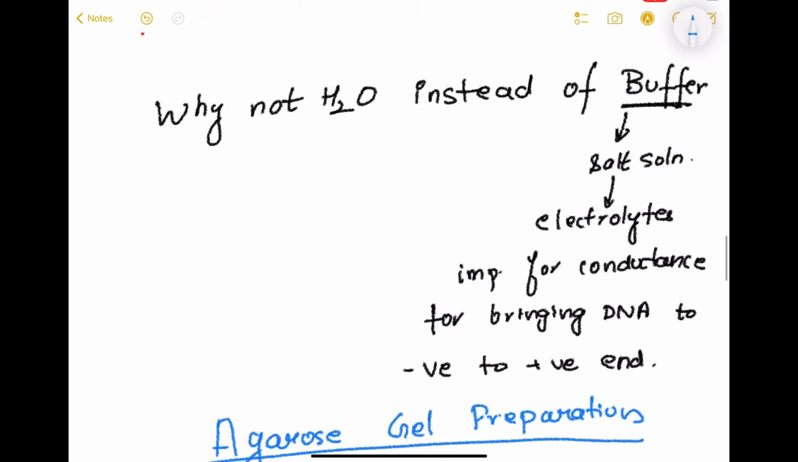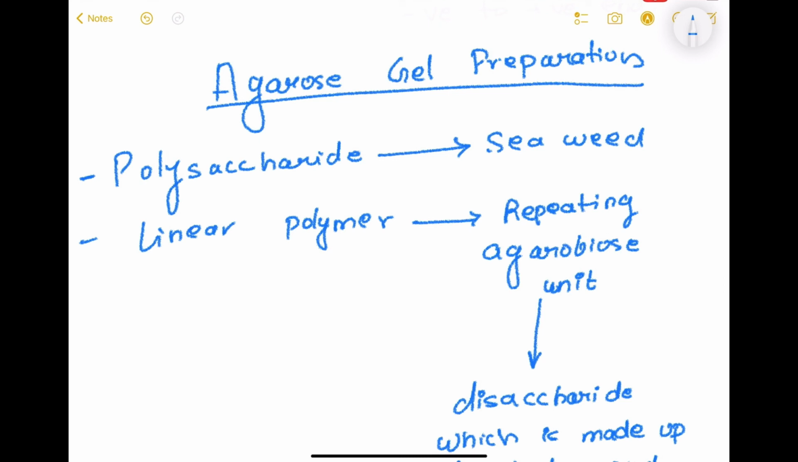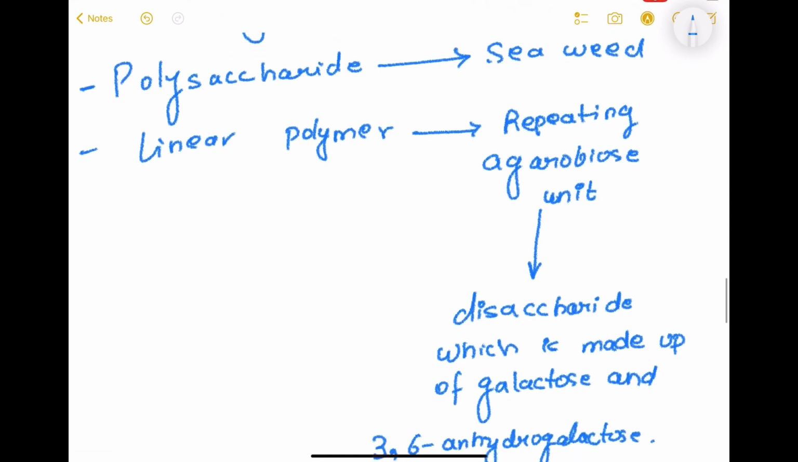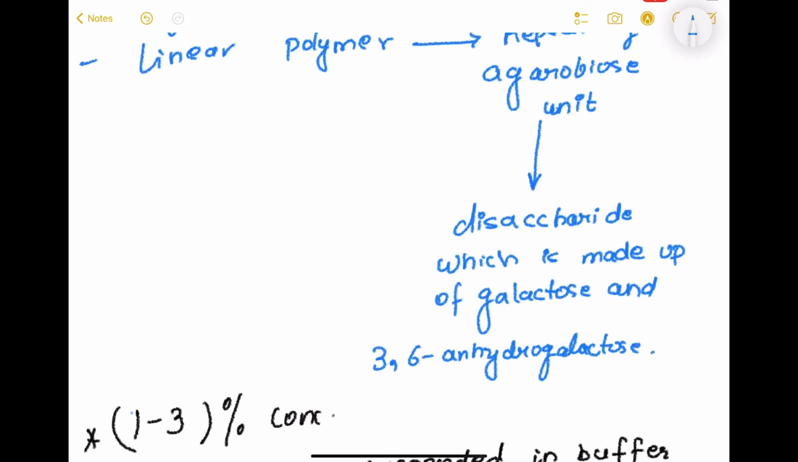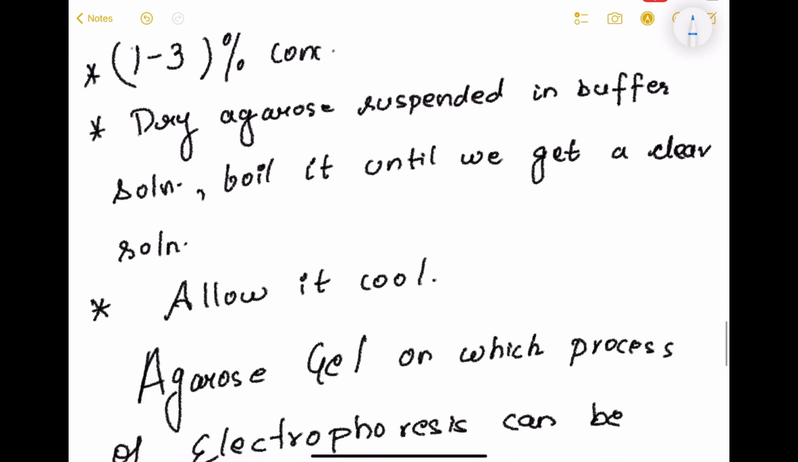Why can we not use water instead of buffer? Because water does not have a salt solution, whereas buffer is a salt solution carrying electrolyte. Agarose gel preparation: agarose is a polysaccharide derived from seaweed. It is a linear polymer made up of repeating agarose units, which are disaccharides made up of galactose and 3,6-anhydrogalactose. We use 1 to 3% concentration of agarose, and the dry agarose is suspended in the buffer solution and boiled until we get a clear solution, and it is allowed to cool.